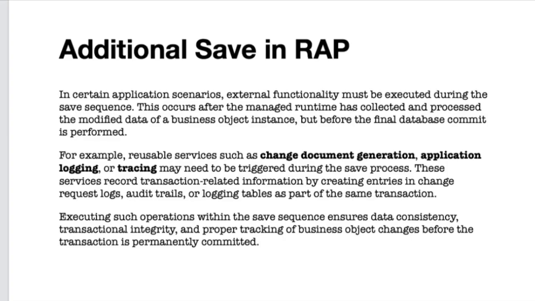First of all, what is additional save? In certain scenarios, external functionality must be executed during the save sequence. This occurs after the managed runtime has collected or processed the modified data of a business object instance, but before the final database commit is performed.